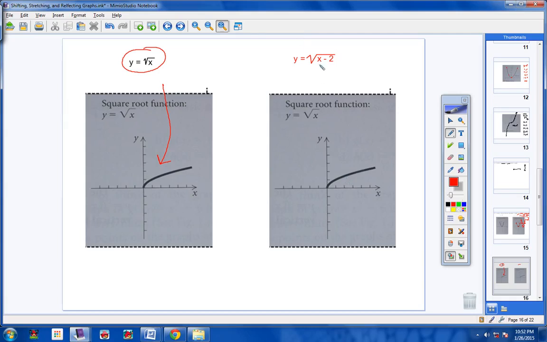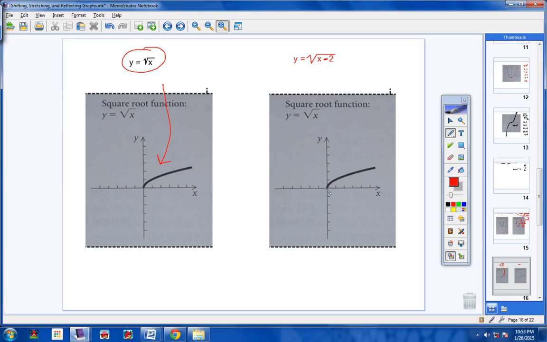Now you might say, Mr. Earhart, how do you know that's directly to the x? Because if it wasn't, it would look like this: square root of x, and then minus 2 on the end here. But because it's under the radical, that means you're first going to subtract 2 from the x before you take the square root of it, okay? So we just learned a second ago that when a number is added or subtracted directly to the x, that is a horizontal movement, and we move the opposite of the sign. So this graph is going to go positive 2 to the right.